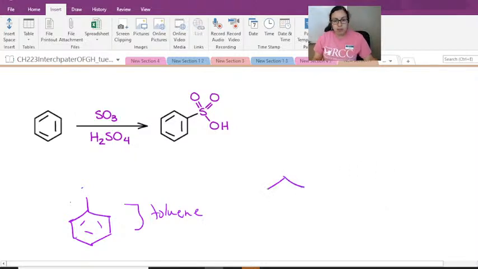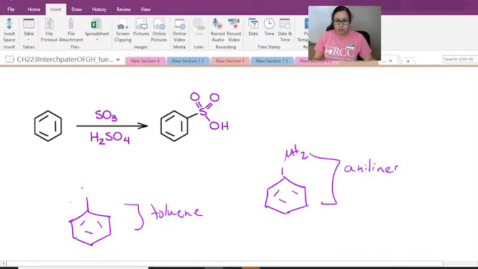And then we also have, so if we had put an amine onto our benzene ring, so these are called anilines. And of course you can have ortho, meta, para substituted aniline. So these are super common, especially in drug development or catalyst development, some sort of aniline to add this aromatic ring to it.